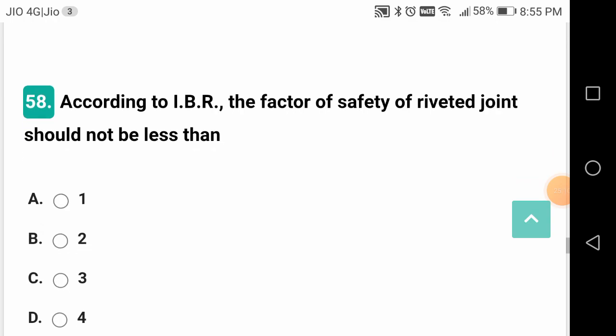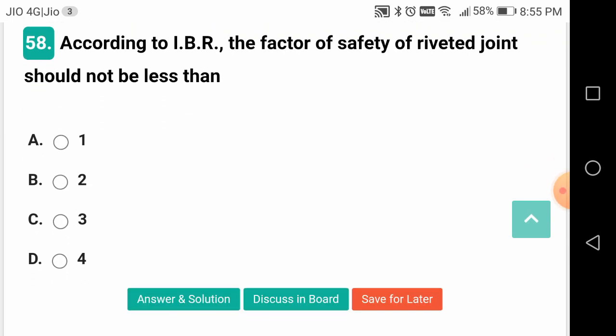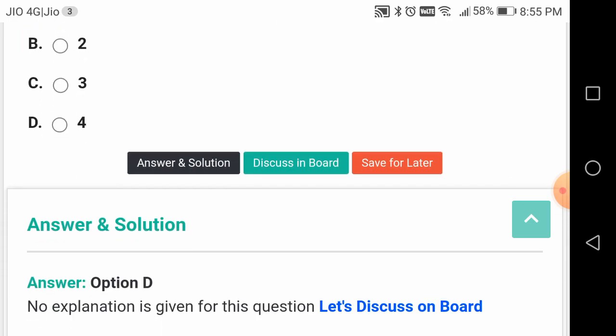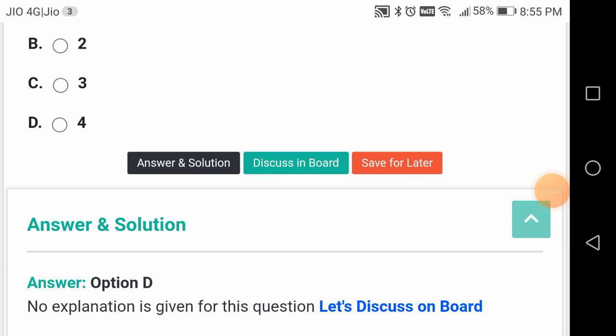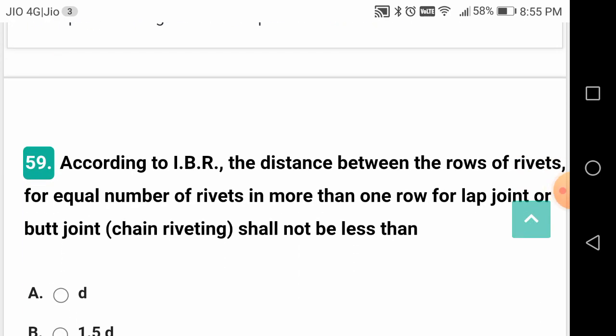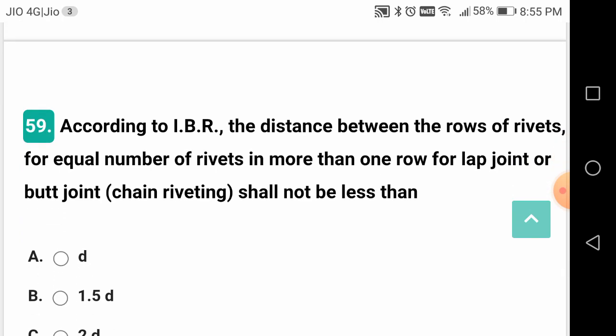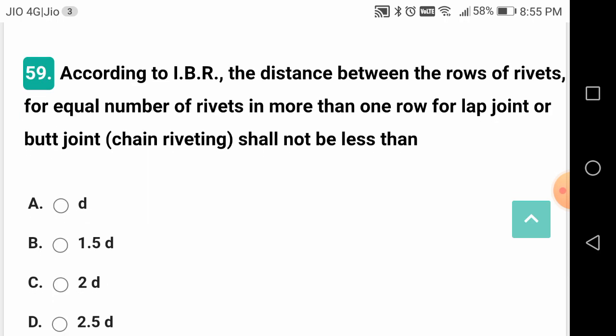According to IBR, the factor of safety of a riveted joint should not be less than, this is a good question friends, how much should it be? D, 4, minimum 4 factor of safety. What is factor of safety by the way? It is yield stress divided by allowable, working or safe stress. So your yield stress should be minimum 4 times the working, allowable or safe stress.